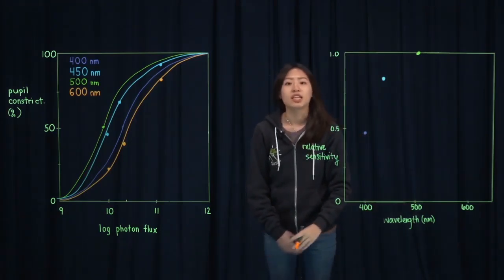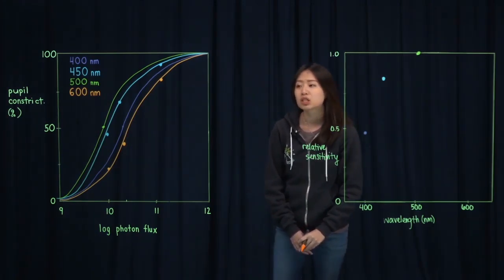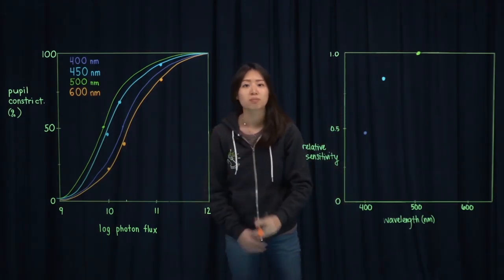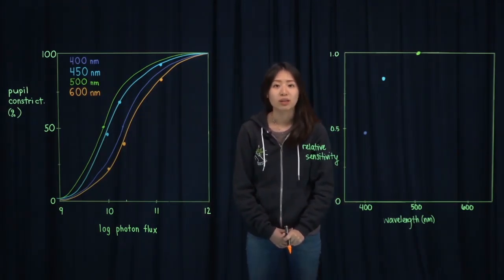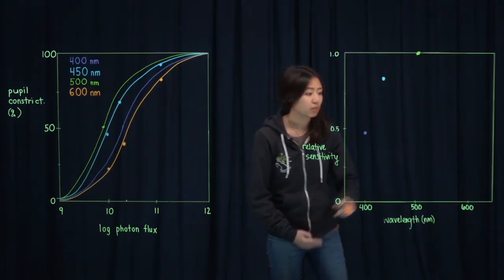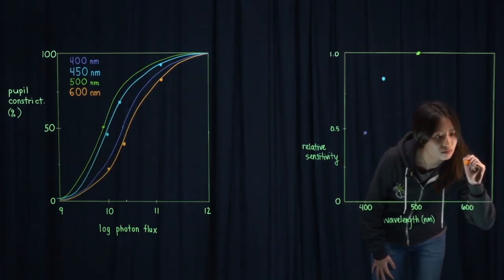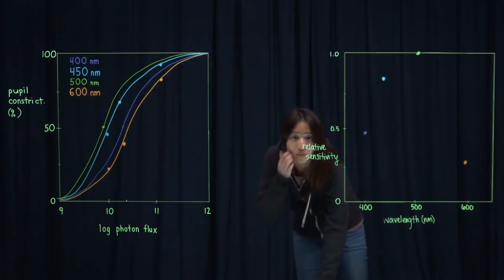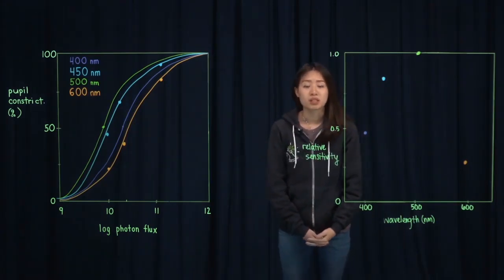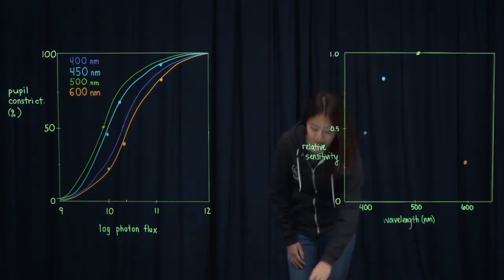And finally, for 600 nanometer light, we needed 3.3 times more photon flux of that wavelength than 500 nanometer light to reach that 50% pupil constriction mark. So we can say that the eye has a relative sensitivity of 0.3 to 600 nanometer light. And we can plot that on the graph here. Remember that in most experiments of this kind, they would use more than just 4 wavelengths. However, for the purposes of this tutorial, we will just stick with these 4.